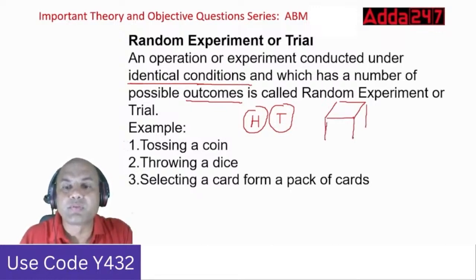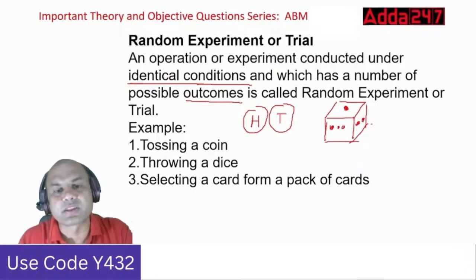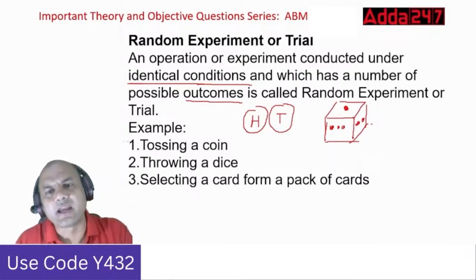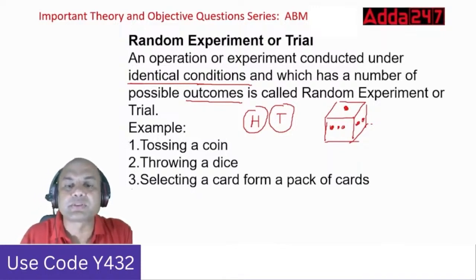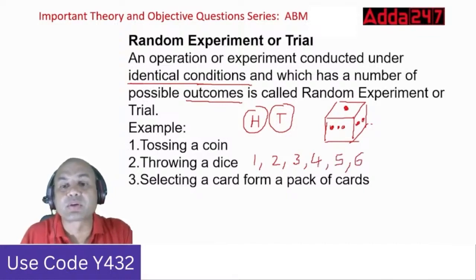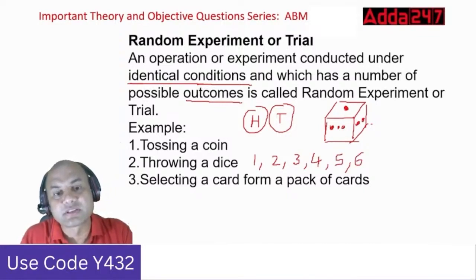Ludo. We had all those 6 faces, then 1 over here, then 2 over here, like this, right? 3 over here, and then all these 6 outcomes were there. So that is throwing a dice. When I throw a die, I can either have 1 at the top or 2 at the top or 3 at the top. So how many outcomes are possible? 1, 2, 3, 4, 5 and 6. 6 outcomes are possible because there are 6 faces, right?